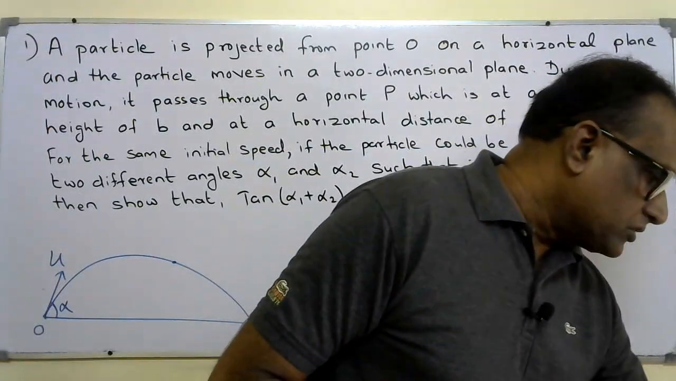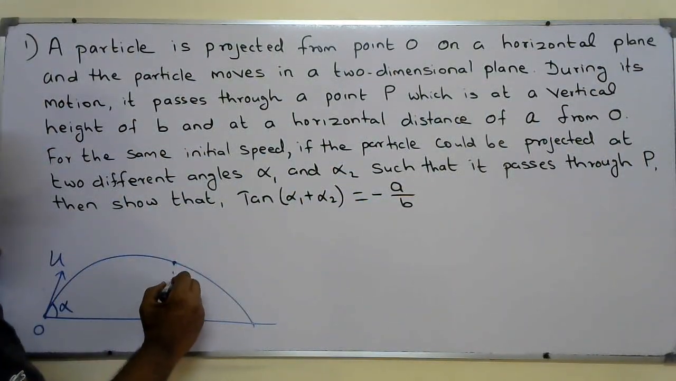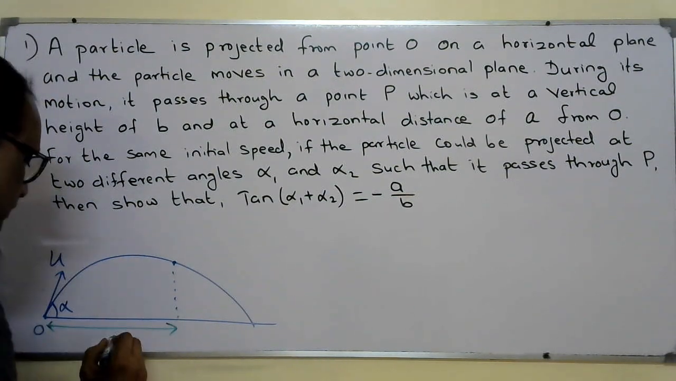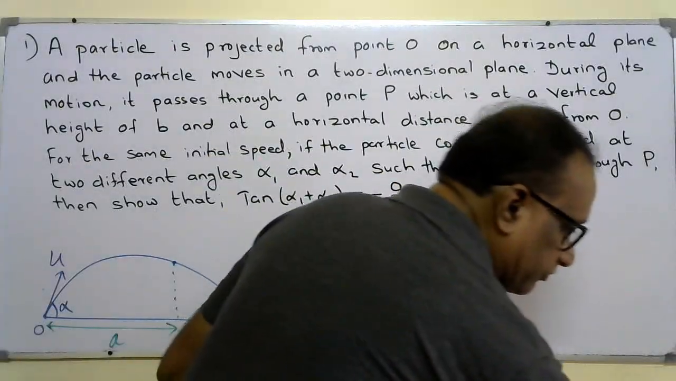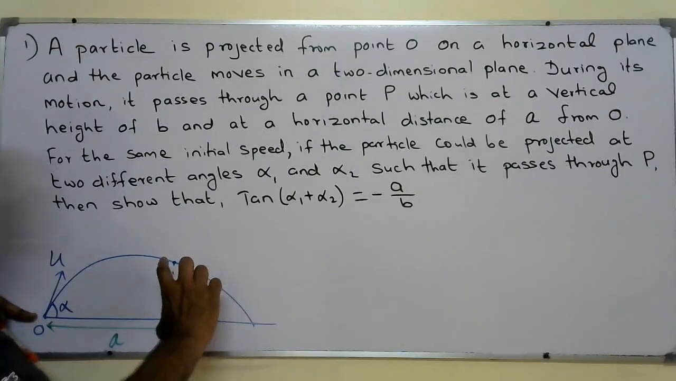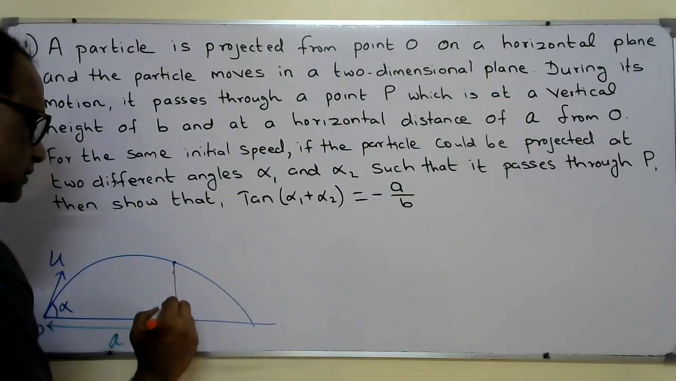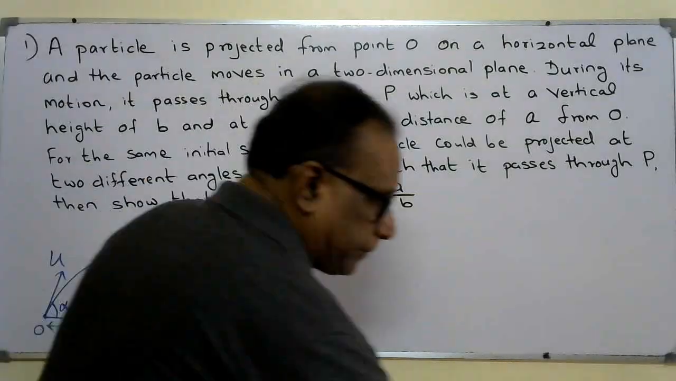If I draw a vertical line, the horizontal distance of P from O is A, and the height of the point above the initial point O is B. So this height is B. This is the point P.